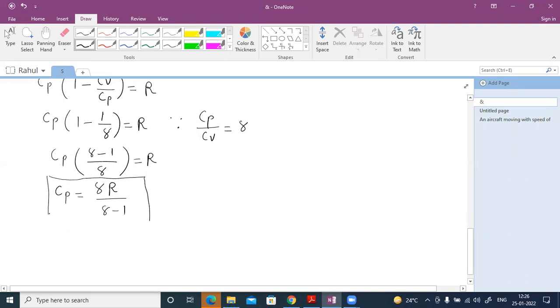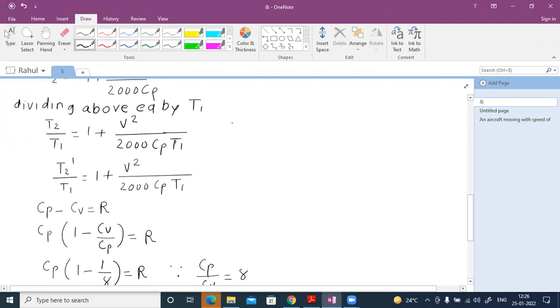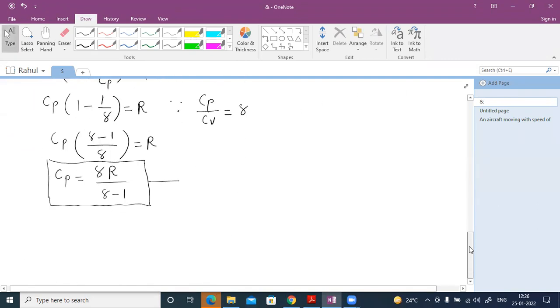What I got, I will call this one more equation. Let us call these two the above equations. Let us call the first equation number 1, and this one equation number 2.